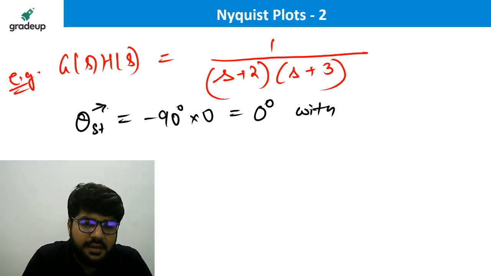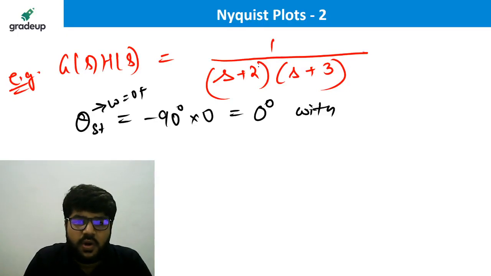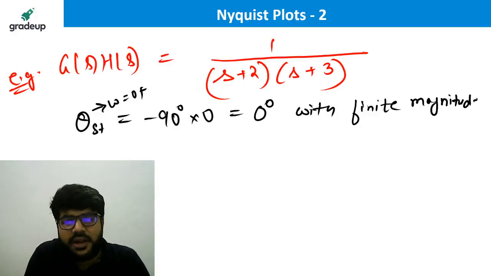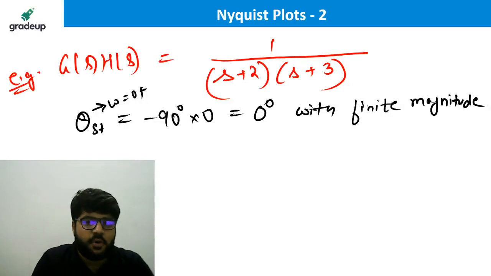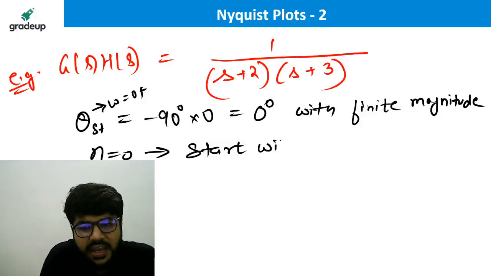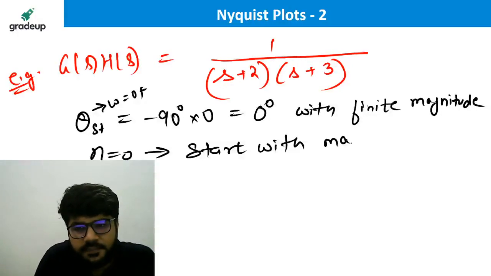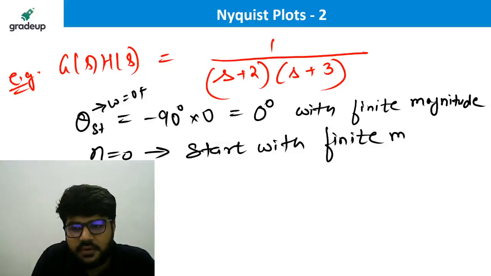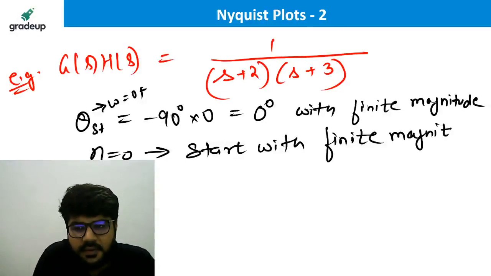But the point here to be noted is: starting at omega 0 plus, when you put 0 in 1 upon s into (s plus 2)(s plus 3), you will have a finite magnitude. So this time it will not start with infinity. This is the point you have to note. If n is equal to 0, you have to start with finite magnitude. Correct.